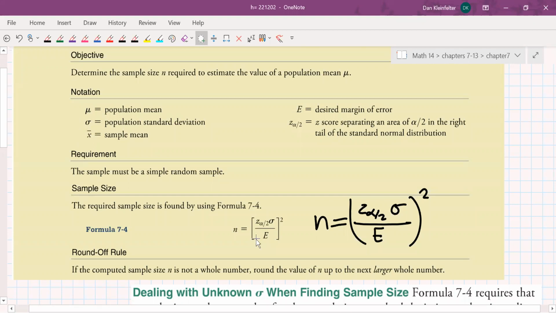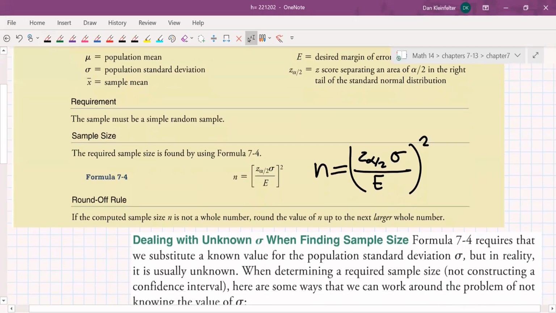And then the formula for it is going to be n equals z alpha over 2 times sigma over E, and that's all squared. So in this, we will be using z, our standard normal table. It gives us a more conservative estimate than if we had used t. Additionally, if we don't have our sample size yet, we wouldn't have a way of saying what the degrees of freedom is anyways. If the sample size we get is not a whole number, always round up. Don't round to the nearest.